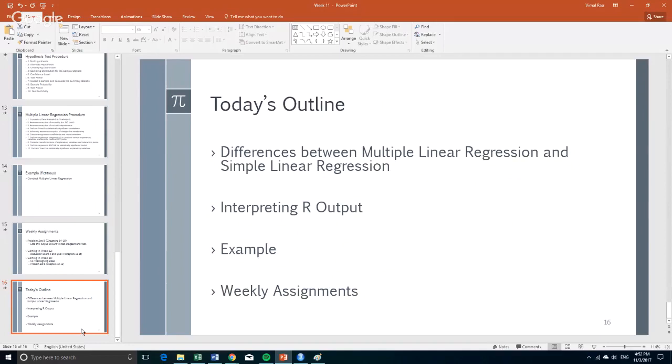And just a quick recap, we talked about the differences between multiple linear regression and simple linear regression, how multiple linear regression is an extension. We quickly did an example of interpreting our R output, doing a multiple linear regression, and we talked about what assignments are due this week. So as always, if you have any questions, please let me know. Otherwise, I will see you next week.